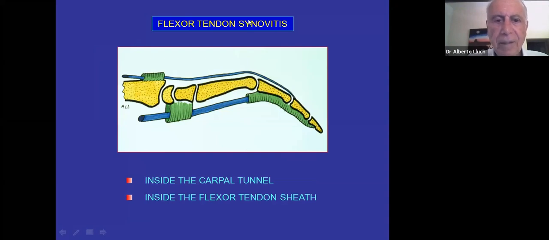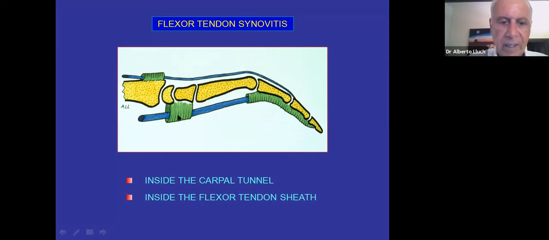Flexor tendon synovitis is relatively common in rheumatoid patients. Rheumatoid patients have synovitis of the extensor tendons only here, in the osteofibrous tunnel on top of the radius. All the other pathology of the extensor apparatus will not be secondary to a tendon synovitis because there is no synovitis of the tendons here; it will be secondary to underlying joint synovitis. But flexor tendon synovitis is quite common.